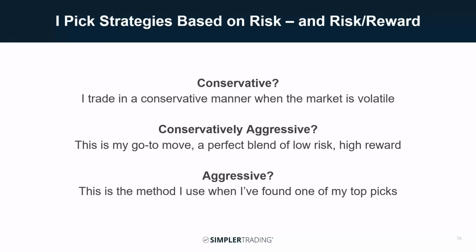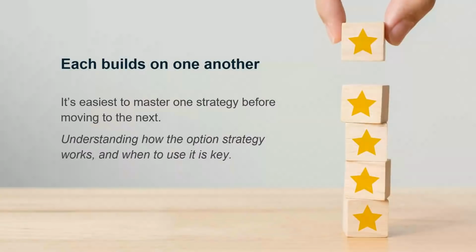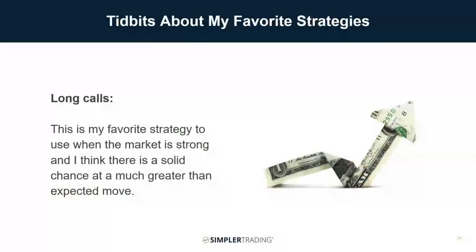Conservatively aggressive, this is really more of a combination of things like spreads and butterflies at the same time. And aggressive is a better example of the Microsoft trade that I showed, where I had 6 different calls. It was kind of a max size on my account. That was a little bit more aggressive trade. But for me, each builds on one another, okay? The easiest is to master one strategy before moving on to the next. Understand how the option strategy works, and using it is key.